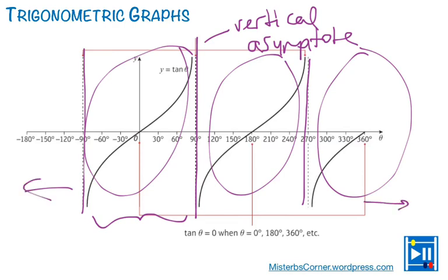And the period is 180 degrees, as you can see. It's from -90 to 90, 90 to 270. So the period of the tangent function is 180 degrees. And the tangent function graph looks like this. It looks as if it is a cubic function, but it isn't, of course. So these are the three basic trigonometric functions.